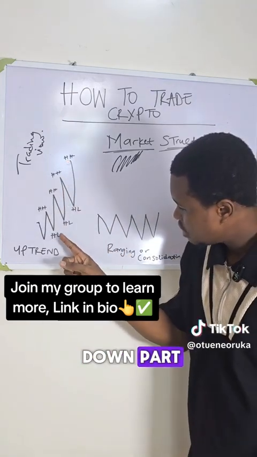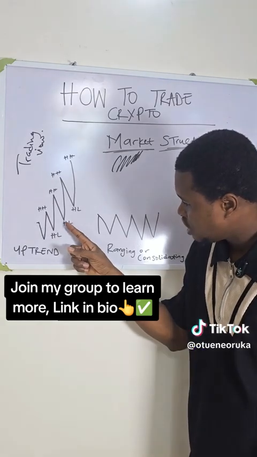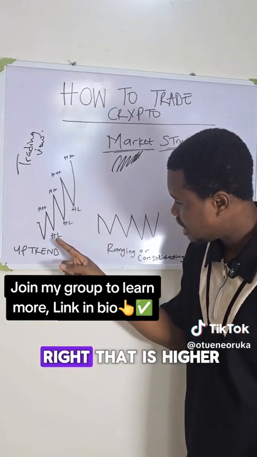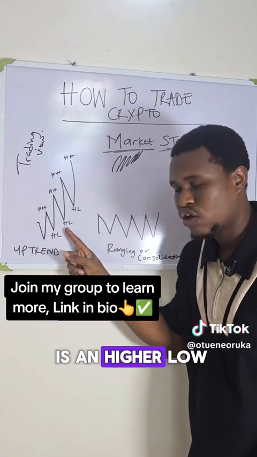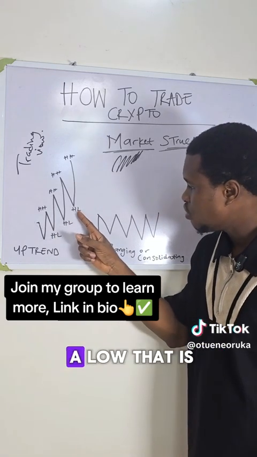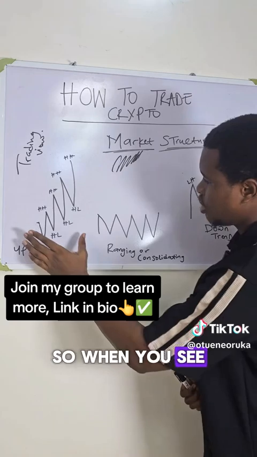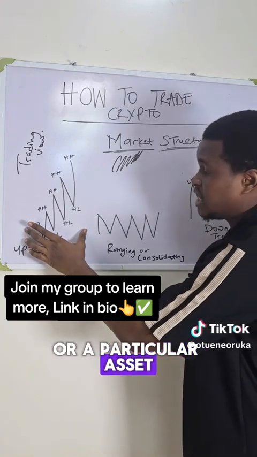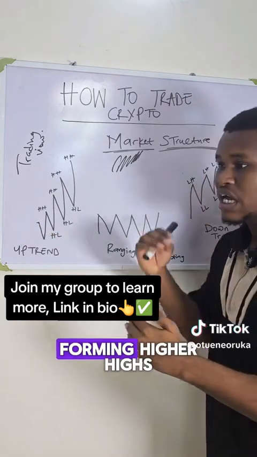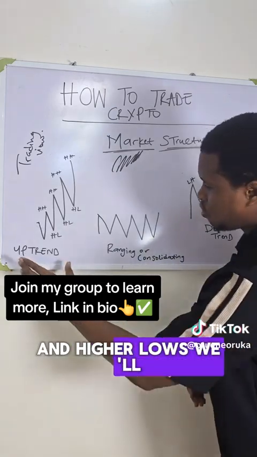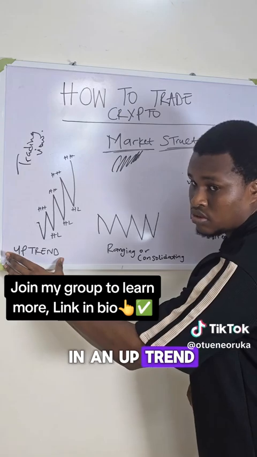Then look at the down part. This part moves. It creates a low that is higher than this low. So we say this is a higher low. It goes again, creates a low that is higher than this low. We say this is a higher low. So when you see the market or a particular asset moving in such a way that it is forming higher highs and higher lows, we'll say that asset is in an uptrend.